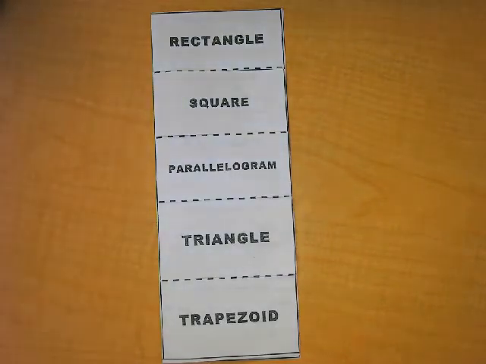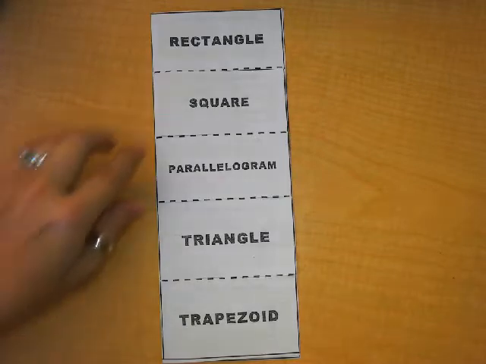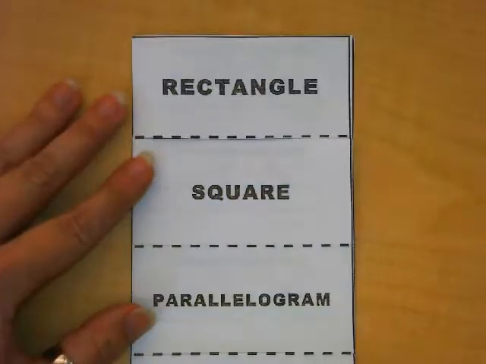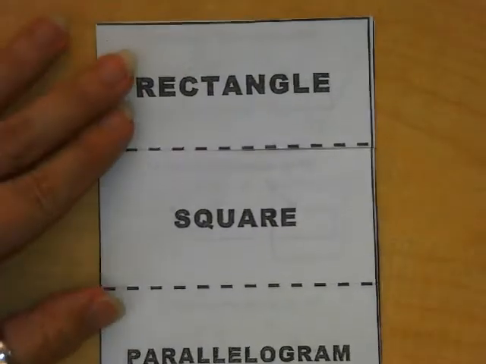We're going to talk about the geometry shapes and finding area. So we have multiple shapes here. This should be a review lesson.